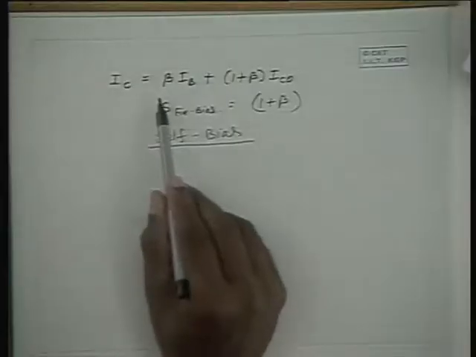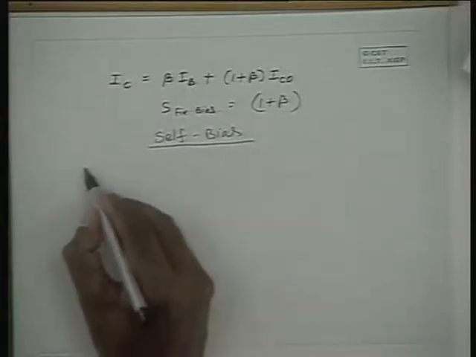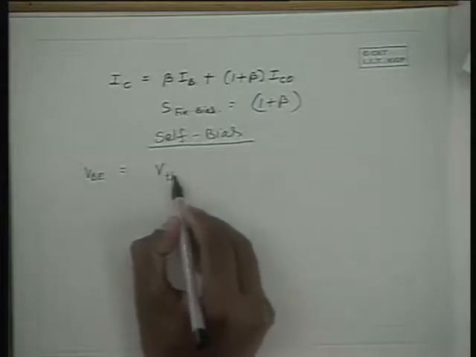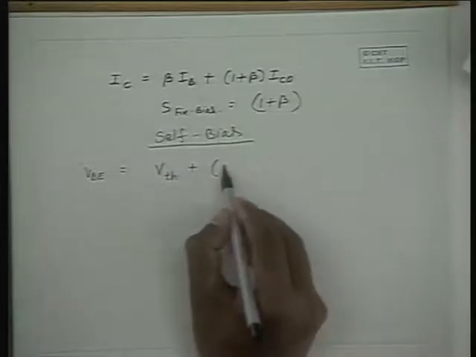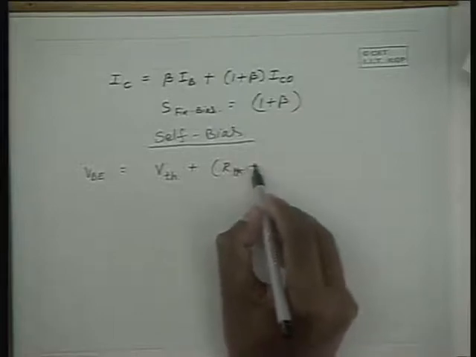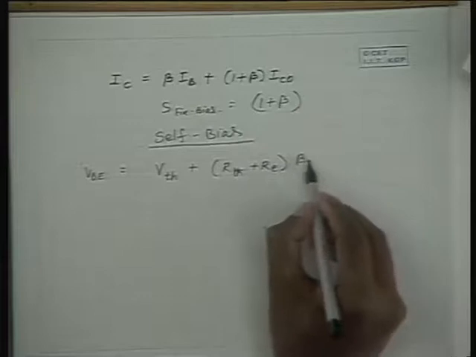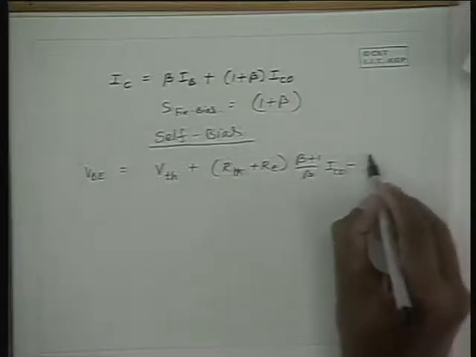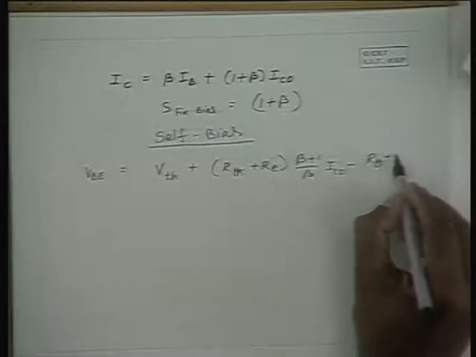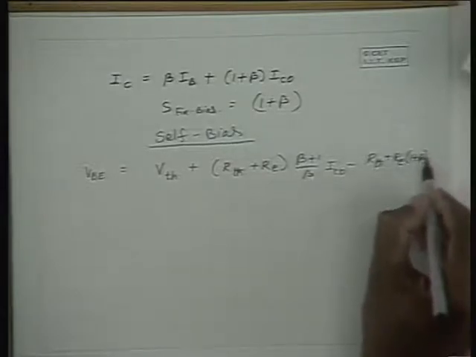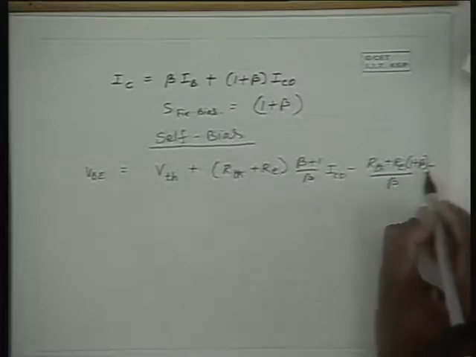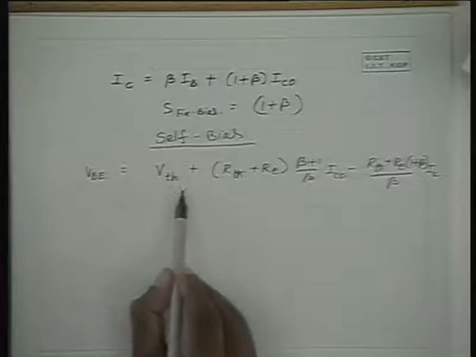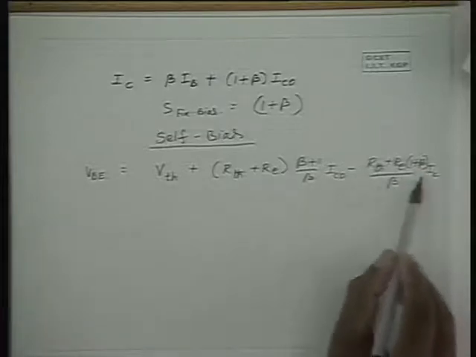Substituting this for this in the self-bias circuit, it can be shown that on the input side equation, VB is equal to the Thevenin's equivalent V Thevenin plus the Thevenin's equivalent R Thevenin plus RE into beta plus 1 by beta into IC naught minus R Thevenin plus RE into 1 plus beta by beta into IC. So please note that in the absence of IC naught, that means by neglecting IC naught, we get this equation: VB equal to V Thevenin minus R Thevenin plus RE into 1 plus beta by beta whole into IC.